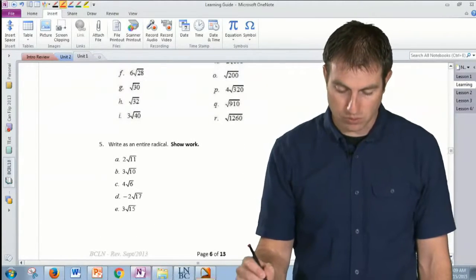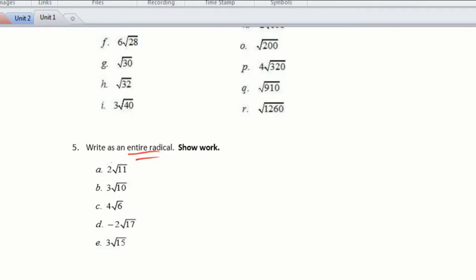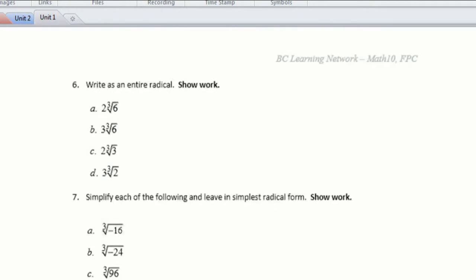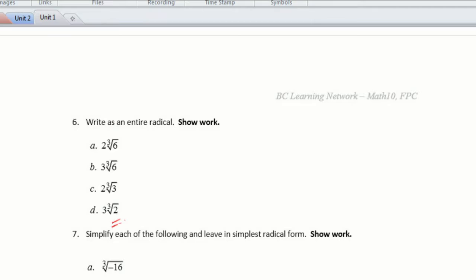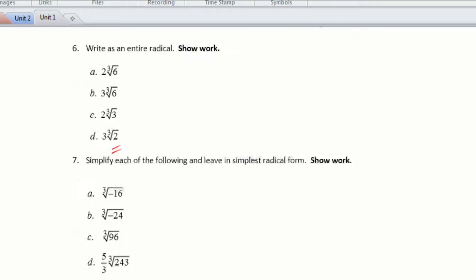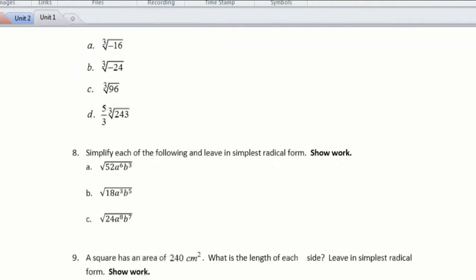Number 5 is writing it as an entire radical. So you're going to try to get the 2 under a radical sign and then get them together as one radical. And then these ones are the same thing with the cube roots. Same sort of idea here with A's and B's.